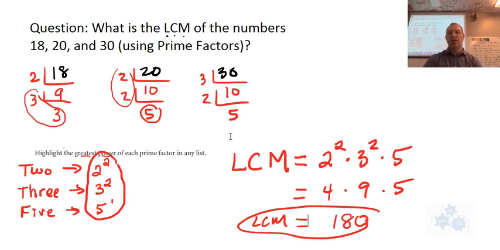Honestly, I would really strongly suggest you practice this method right here. List the prime factors for each. Circle the greatest power of each prime factor and then multiply them together and you're done. Lowest common multiple. Okay? All right.